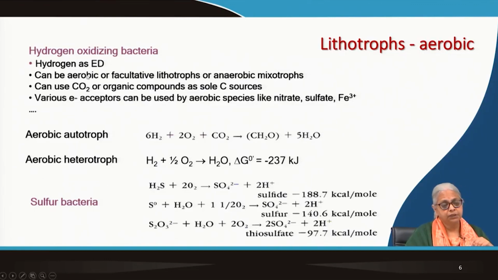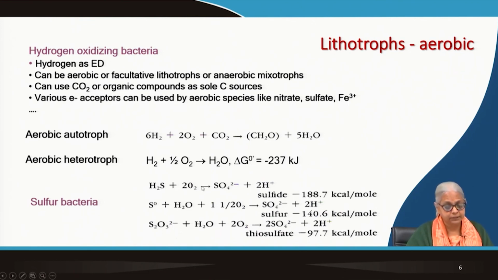So here you can have aerobic or facultative lithotrophs, anaerobic mixotrophs. They are capable of utilizing CO2 or organic compounds as the sole carbon source, and they can use various electron acceptors, not just oxygen, but also nitrate, sulfate, ferric iron, and so on.